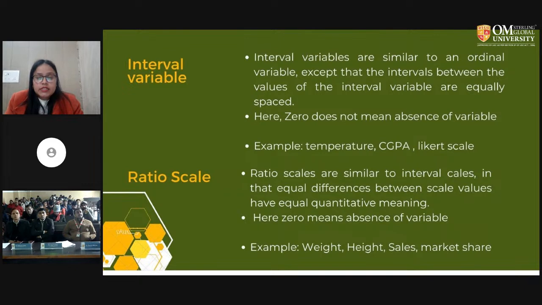Coming to the next point, that is ratio scale. The ratio scale is also similar to the interval scale. The equal difference between the scale is also available in the ratio scale. The main difference between the interval scale and the ratio scale is the 0. In ratio scale, zero means the absence of the variable. For example, we are measuring the weight. So zero weight means there is no weight. If we are saying the sales are zero, it means there is no sale in a particular year. So this is the basic difference between interval scale and the ratio scale. Next, please.